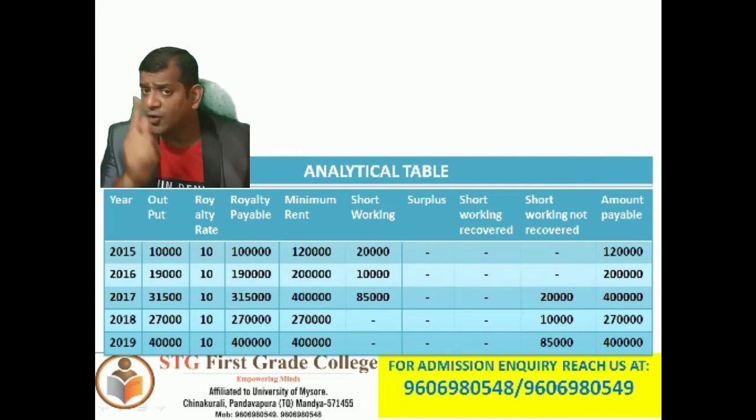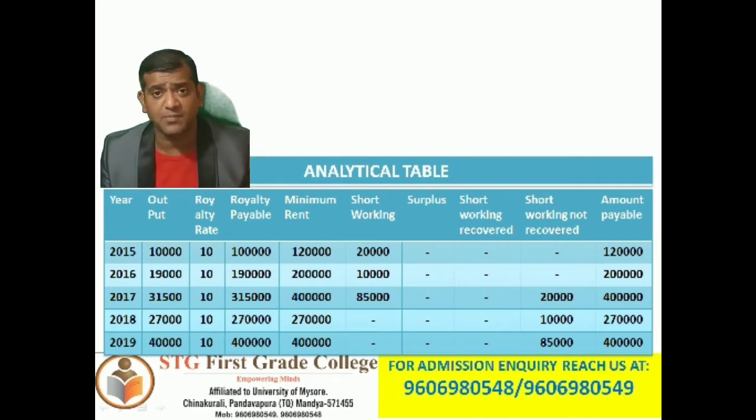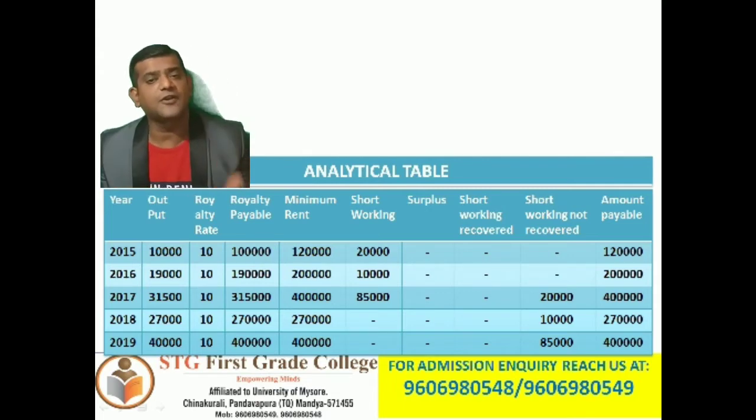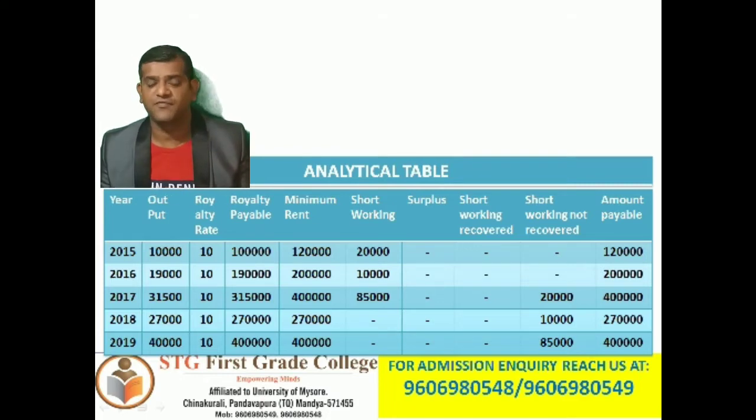So now look at the minimum rent part which has been given in the primary information of the problem. The minimum rent payable in the first year is 1,20,000 rupees. So in the minimum rent column, how much are you supposed to enter? 1,20,000. So enter it. Now compare minimum rent and royalty payable, whichever is greater. So minimum rent is greater.